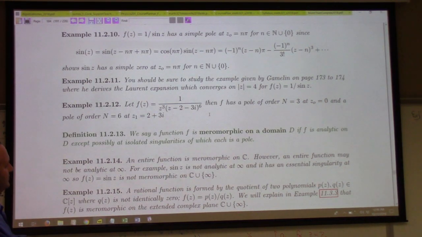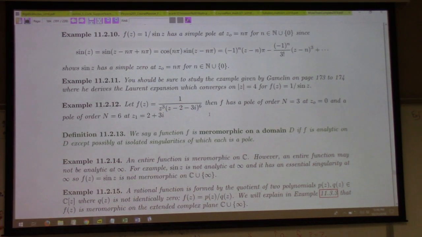Now, here's another one. You can look at this expression. It's got a pole of order 3 at 0. It's got a pole of order 6 at 2 plus 3i. I can see that because you can identify the g of z in both cases and see that g of z naught is non-zero at the singular point. It's kind of silly, but there it is.